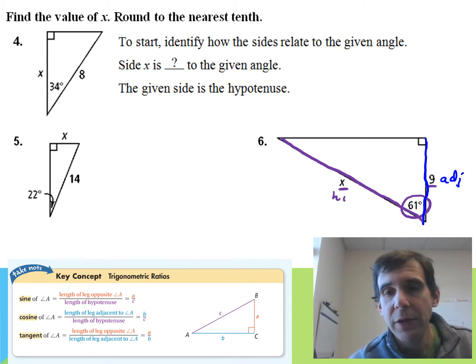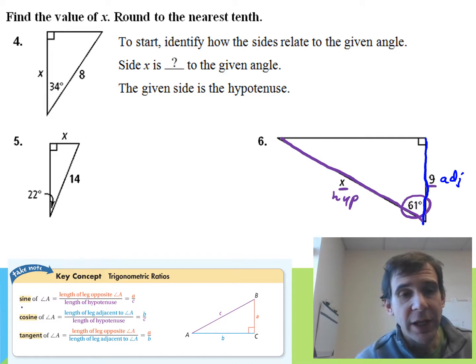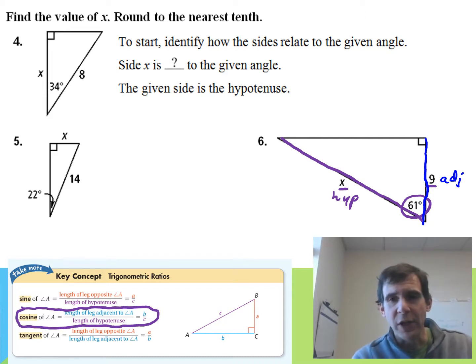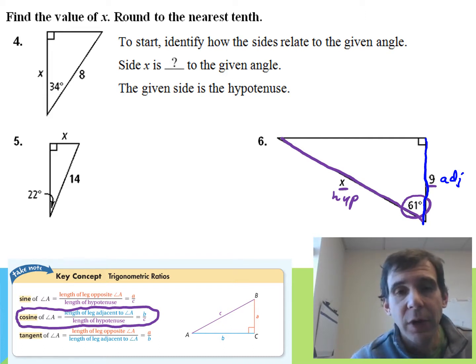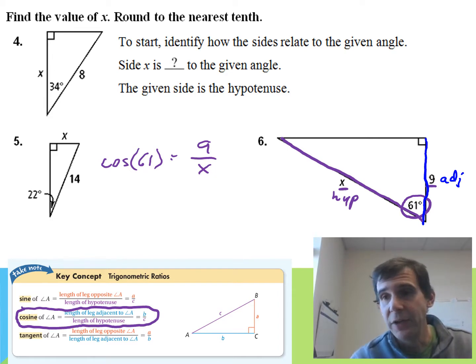The hypotenuse is always opposite of the right angle. So that's our hypotenuse. So actually, we're in a similar situation to what we had with number 4 in the fact that we've got adjacent and hypotenuse, which is again going to lead us to the cosine function. The difference is that what we were given and what we want are switched, right? So we're going to have here a similar equation. So cosine of 61 degrees equals now adjacent over hypotenuse, so 9 over x. Okay, so last time it was x over 8, now it's 9 over x.